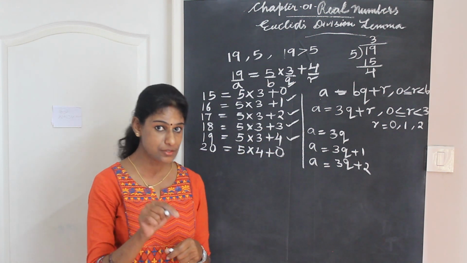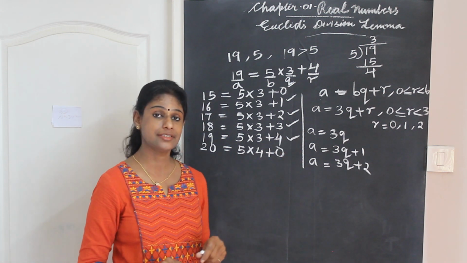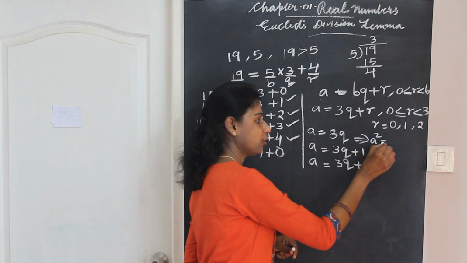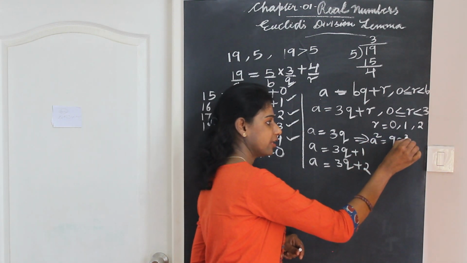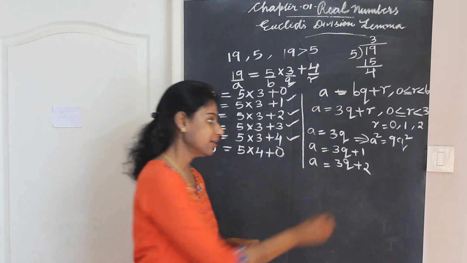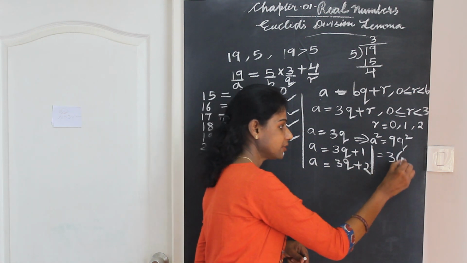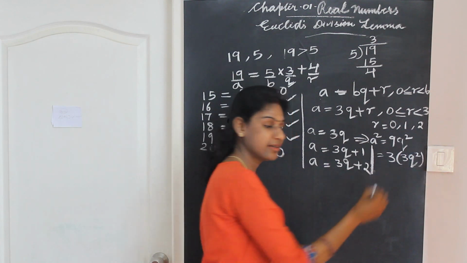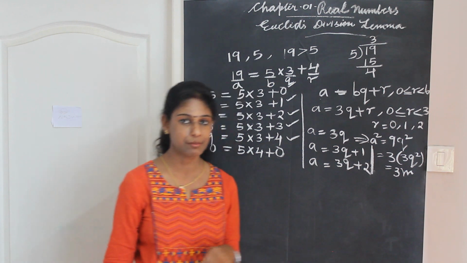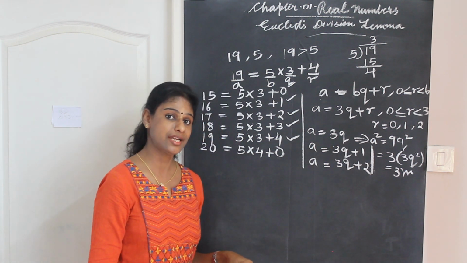Now take the square, because the question is about the square of the positive integer. So if a is equal to 3q, then a square will be equal to 9q square. That means 3 times 3q square, which is of the form 3m, a multiple of 3, that's all. Second, a is equal to 3q plus 1.